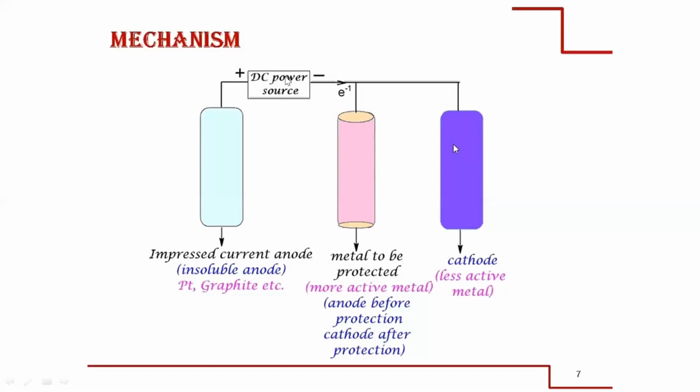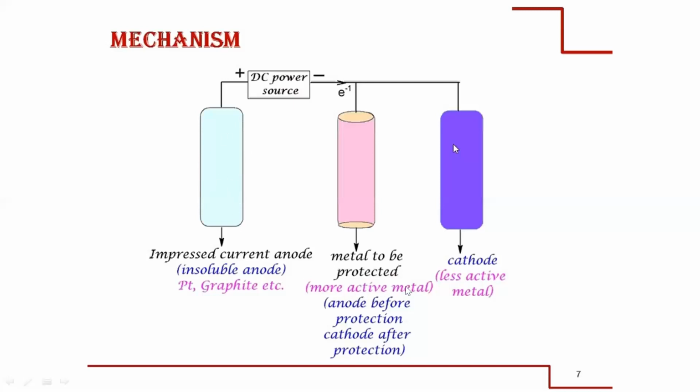Now, when you apply a current more than the corrosion current, what will happen? This metal will become the cathode and the other will become the anode. It accepts the electrons from the DC source and a reduction reaction takes place. Sorry, it acts as a cathode and it remains unaffected. Whereas at this anode, an oxidation reaction was supposed to take place, but since it is an insoluble or inert anode, it does not take part in any reactions.